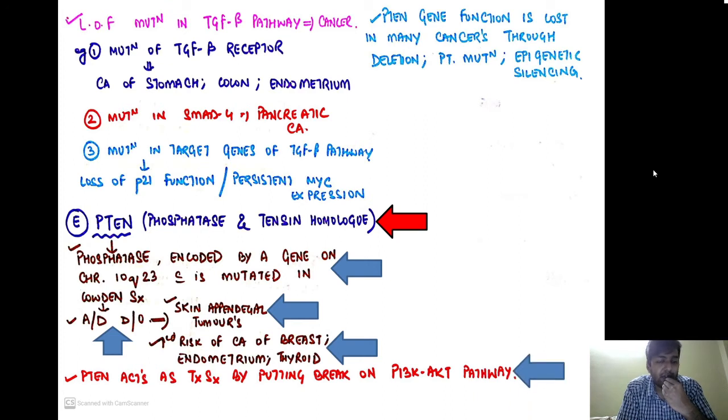PTEN acts as a tumor suppressor by putting a brake on the PI3K-AKT pathway. If you remember, in the first hallmark of cancer that I read, where I discussed the two pathways, the PI3K as well as the MAP kinase, you remember the diagram I showed that PTEN is a tumor suppressor because it inhibits the PI3K-AKT pathway. PTEN gene function is lost in many cancers through deletion, point mutation and epigenetic silencing.